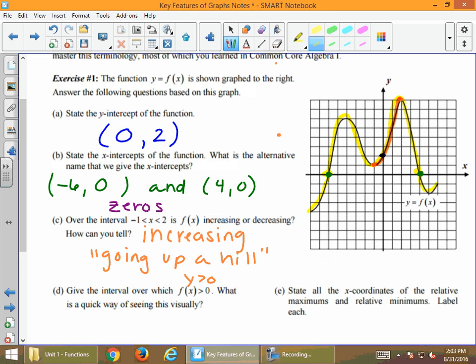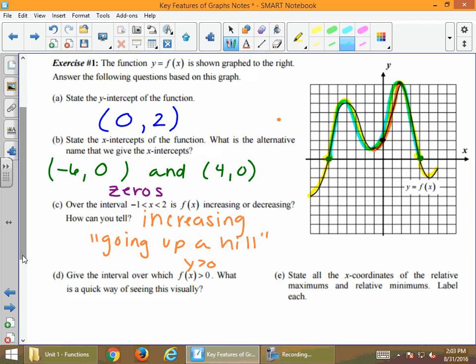Negative. Okay? So anything below the x-axis, our y values are negative. So we want to state the interval for which all of our y values are above the x-axis, or positive. Okay? When did it start to change? At what x value?